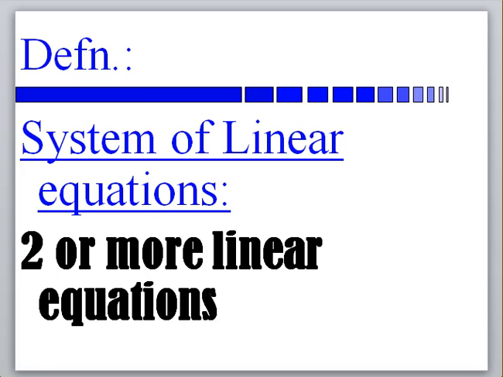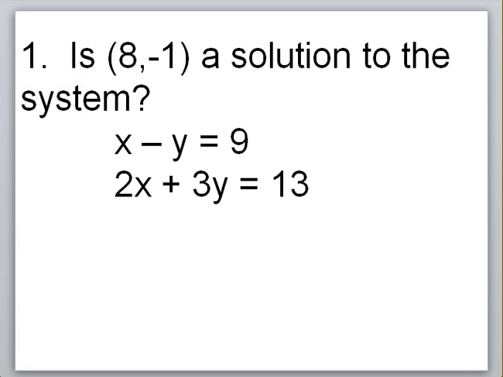What's a linear equation again? Remember, that's an equation that makes a line. So in this first example, I have two equations that make lines. What we want to know is if (8, -1) is a solution, meaning is it on this line and is it on this line? Well, how we're going to be able to tell that is by plugging in our x and our y values and asking ourselves whether or not it's true. So if x is 8 minus if y is -1, does that equal 9? And the answer is yes, it does. So yes, it is a solution to the first line.